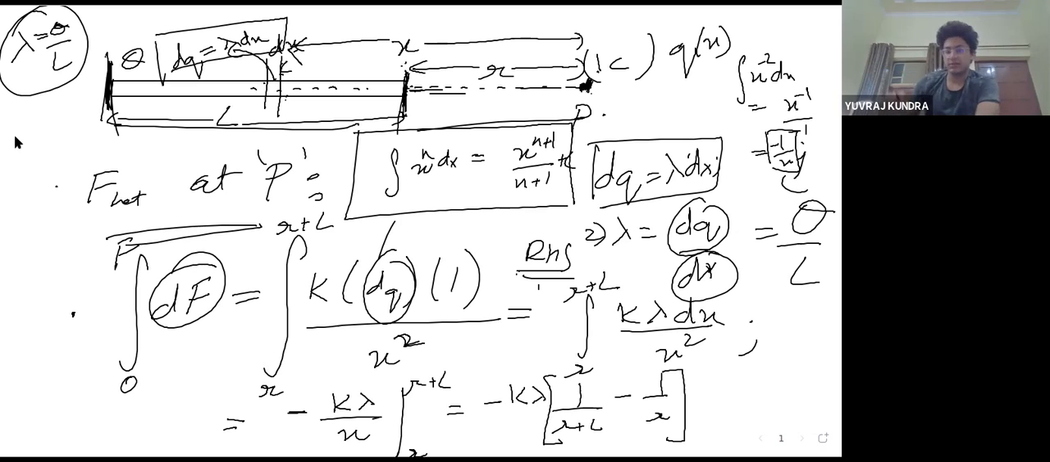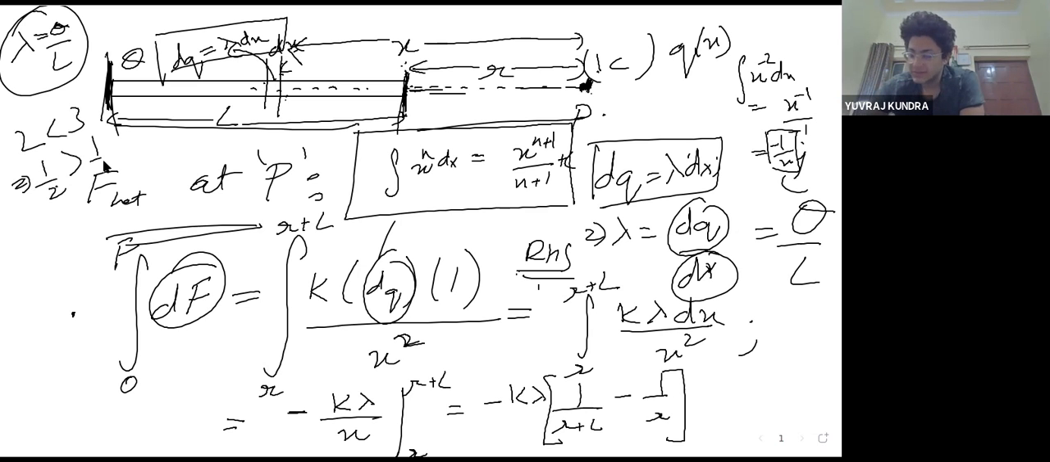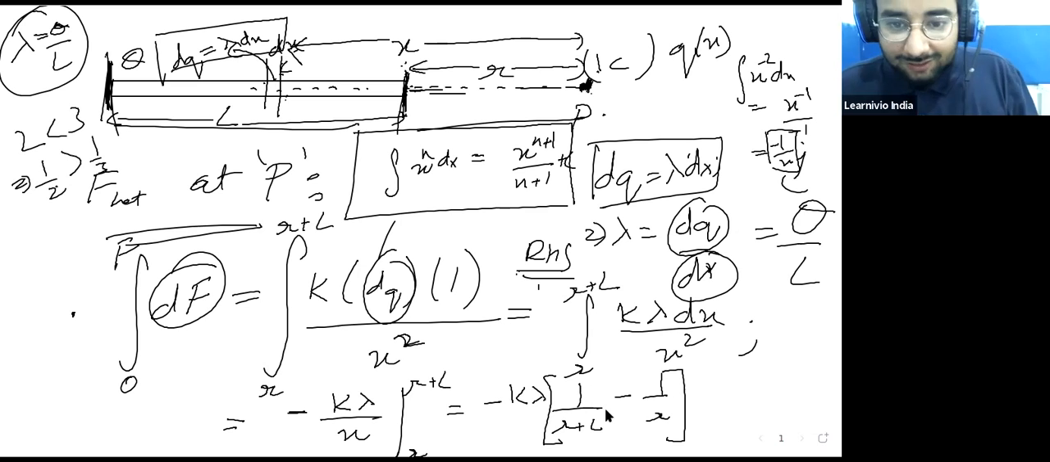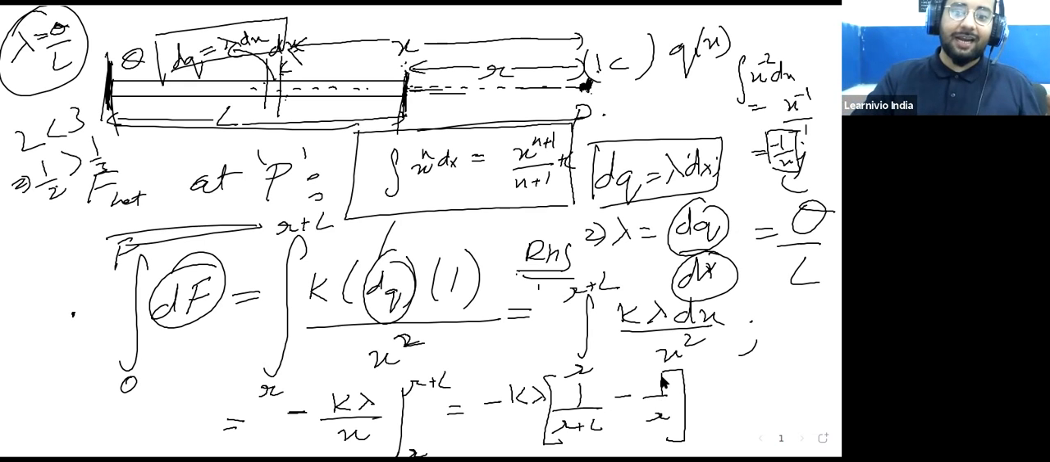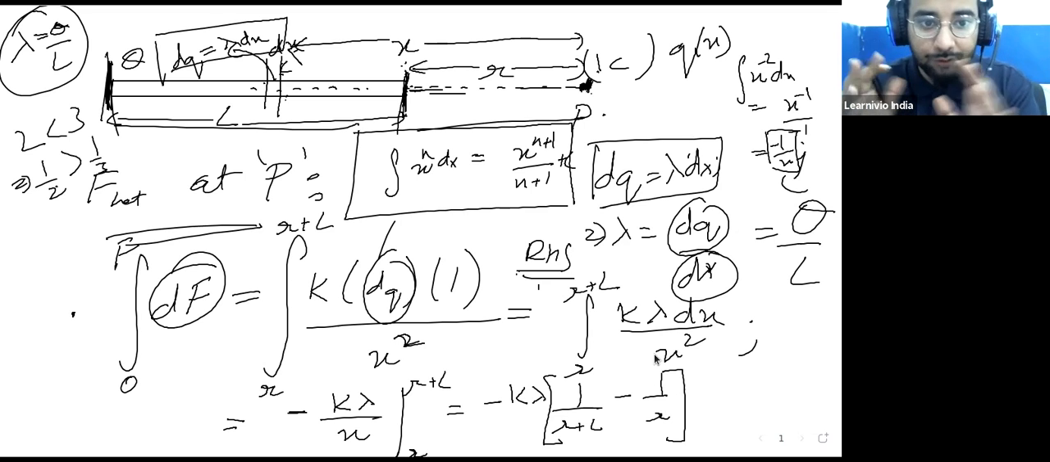Since 3 is greater than 2, this implies 1 over 2 is greater than 1 over 3. That is all I'm saying. Essentially, the negative sign inside the bracket will dominate. So whatever you have inside the bracket will be negative.